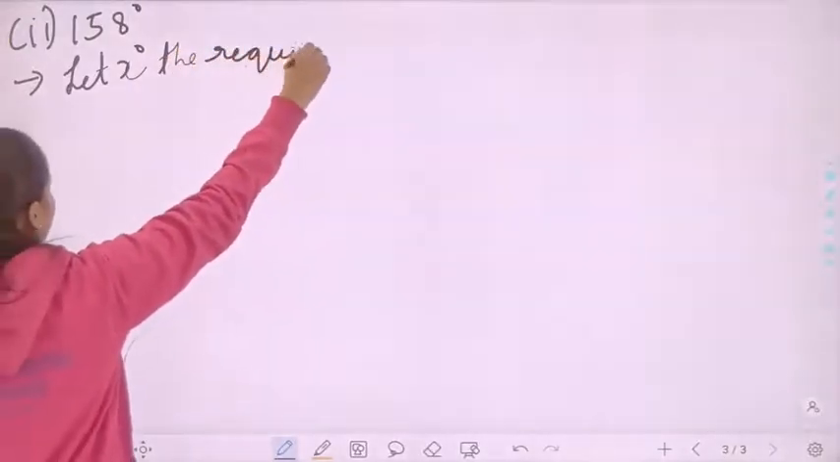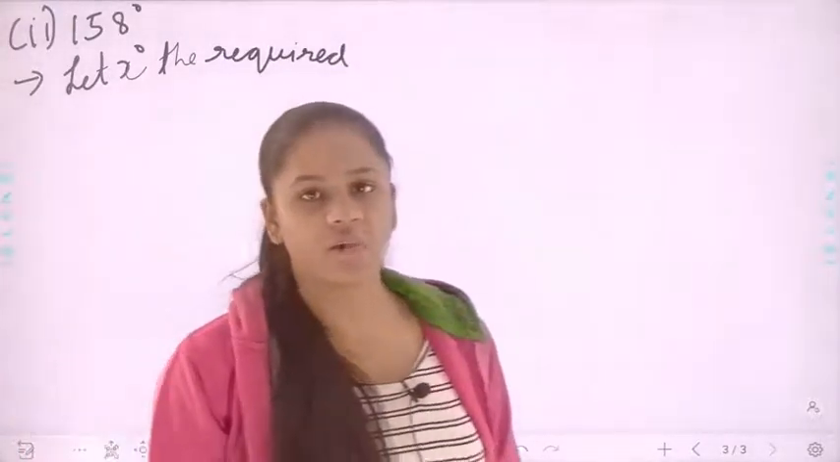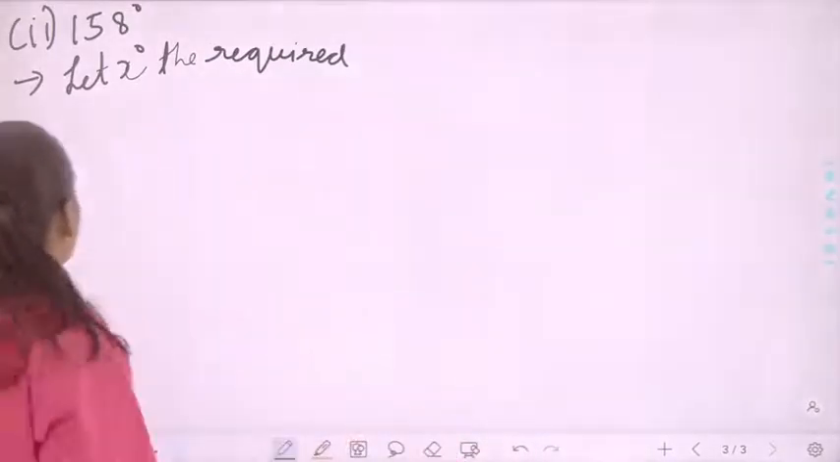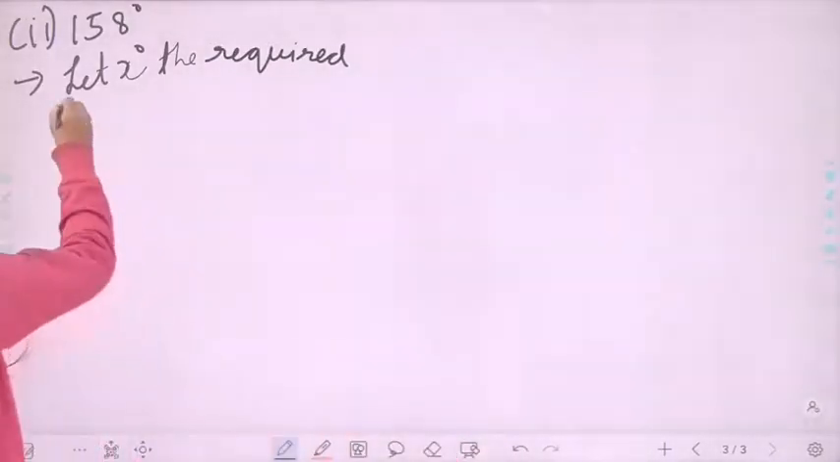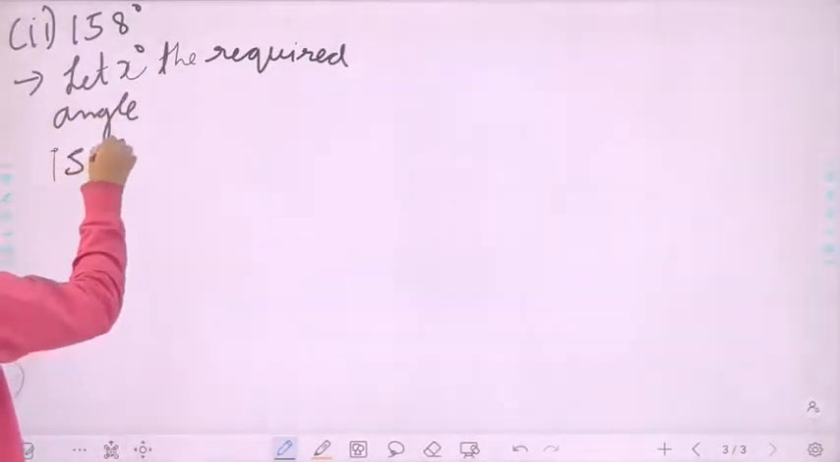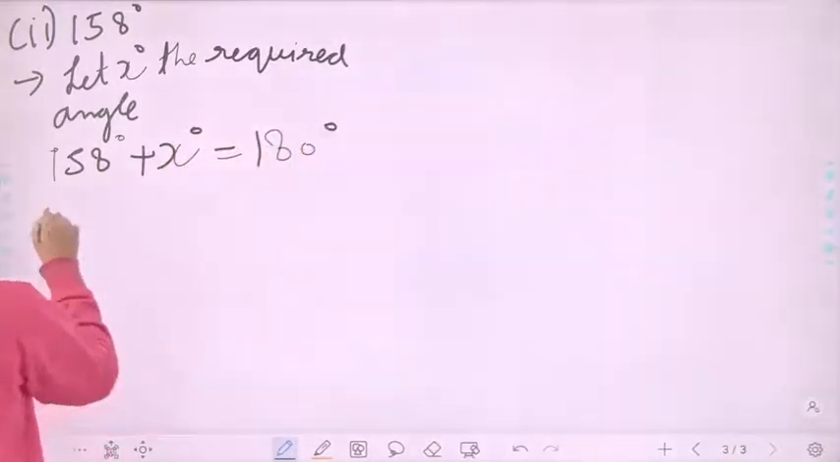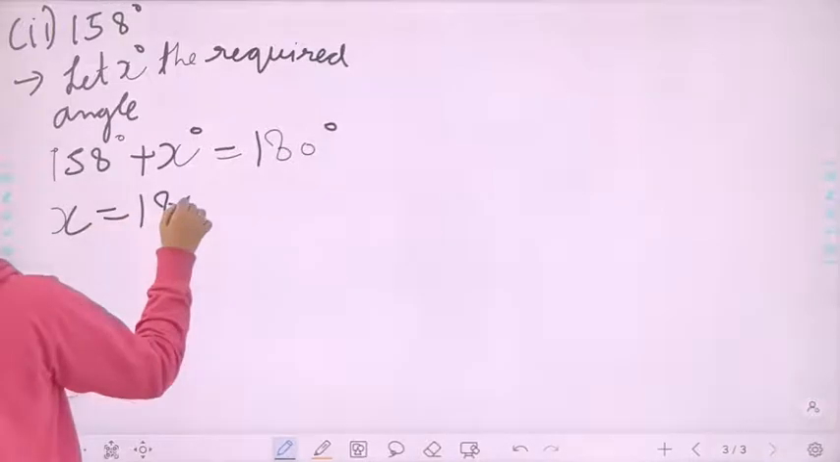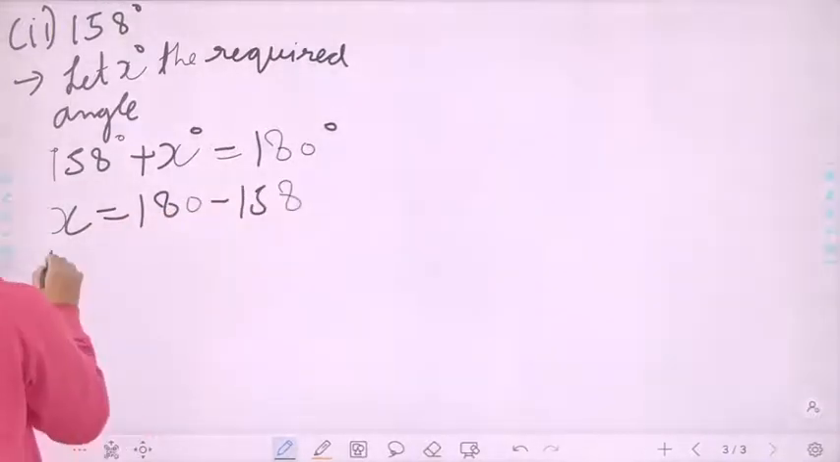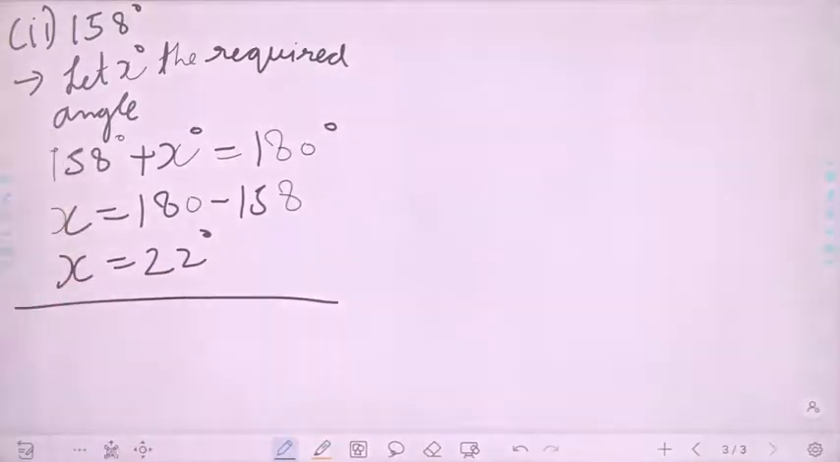Same rule will be followed. That is, two angles are known as supplementary angle if their measure is equals to 180 degree. Let x the required angle. Now 158 degree plus x degree equals to 180 degree. X equals to 180 degree minus 158. X equals to 22 degree. Okay, students, now move to the third part.